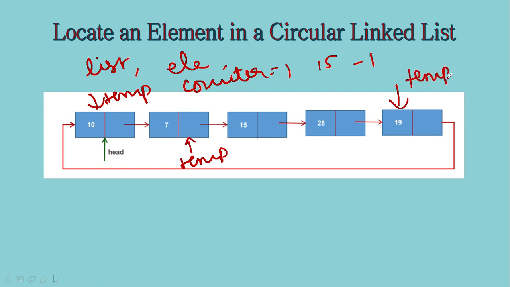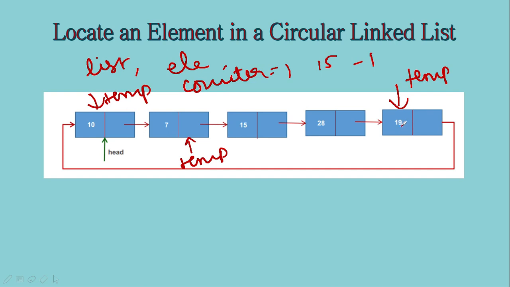Even if the value I am searching is in the last node, for example if I am searching for 19 which is in the last node, I will stop immediately. As soon as I reach the last node, I will come out of the loop and I check if the value pointed by temp is 19. Okay, because I have to give a terminating condition for this loop.